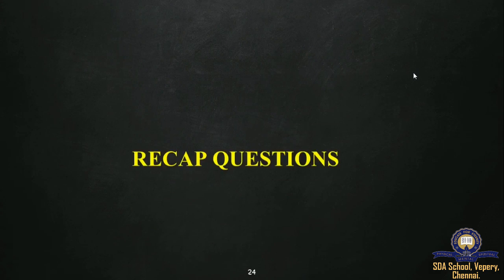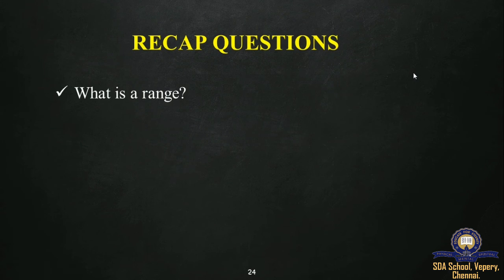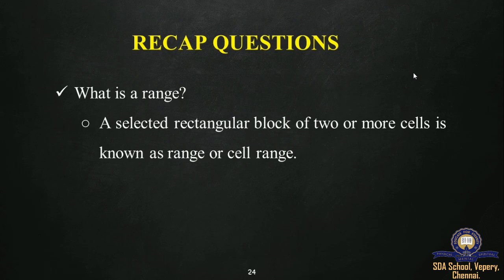What is a range? A selected rectangular block of two or more cells. We can also say it is a group of cells. It is called a range or cell range.